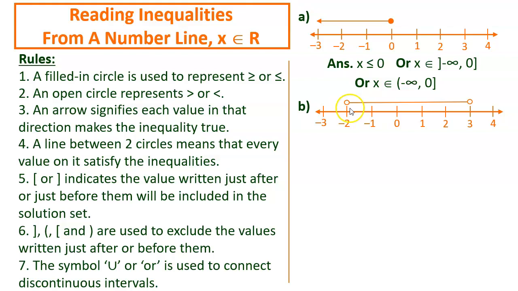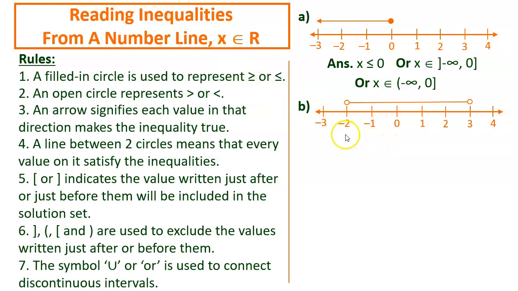But these 2 points, -2 and +3, since they are open circles, the open circle represents greater than or less than. That means these 2 points will be excluded from the solution set, because it will be either greater than -2 or less than +3. So these 2 values will not be included, but every other value lying between these 2 points will be included in the solution set of x.